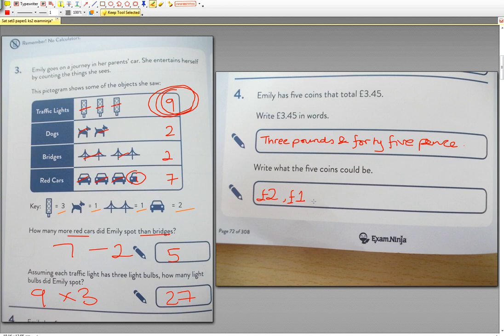3 coins. So to make 45p, we gotta use what coin? 20. And then 20 and 5. Okay, are we happy with that? £2, £1, 20p, 20p, and 5p. Are we happy with that? Makes £3.45. Everybody? Yes. Good. Okay, lovely.